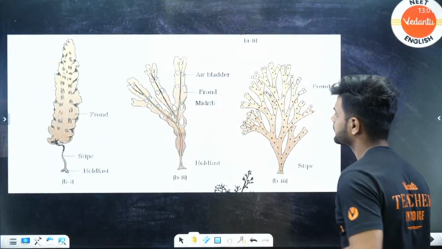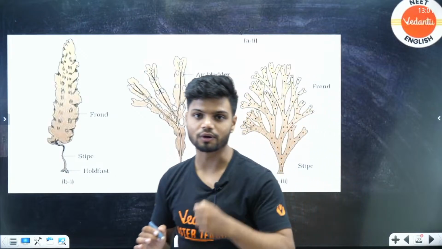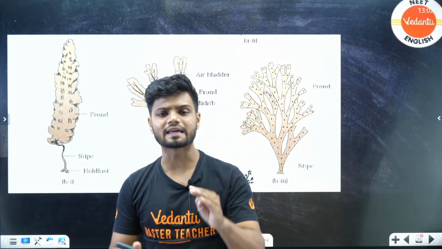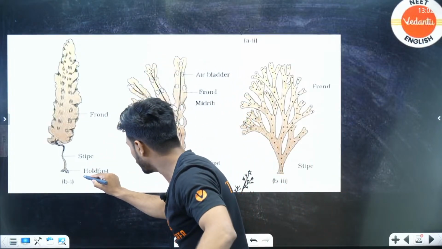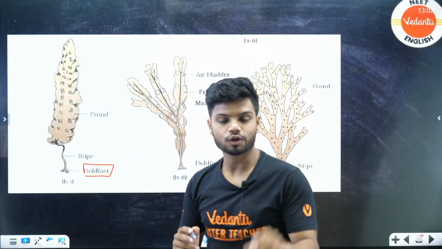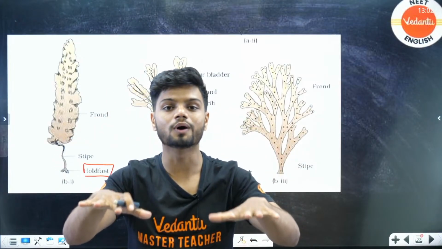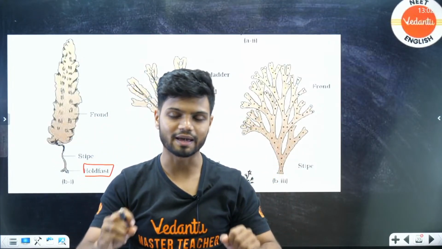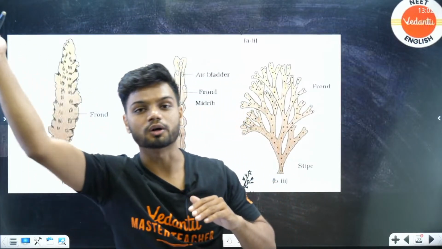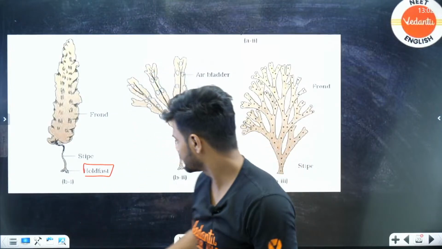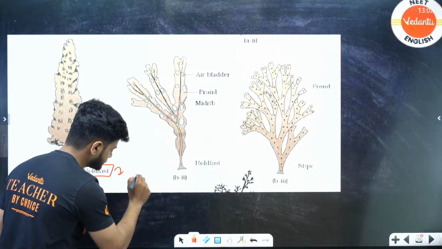Now, one more point I have to focus on here is the structure of your brown algae. The entire structure can be divided into three parts. The first part is called the holdfast. Holdfast is a structure which helps the brown algae hold onto a substratum, to make sure the algae doesn't go somewhere in the water because of water current. The holdfast allows for attachment to the substratum.